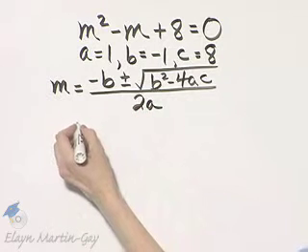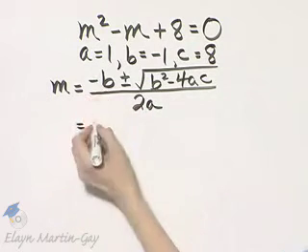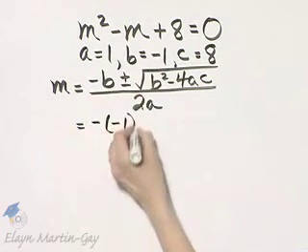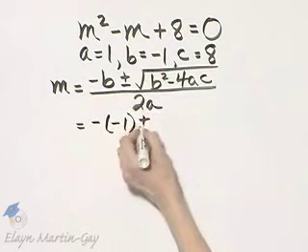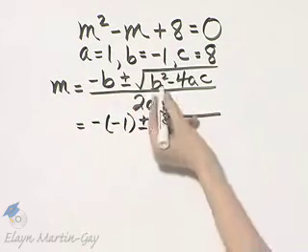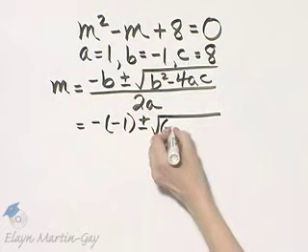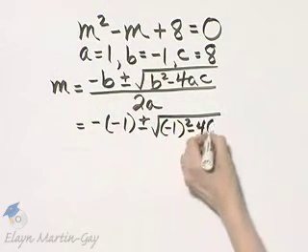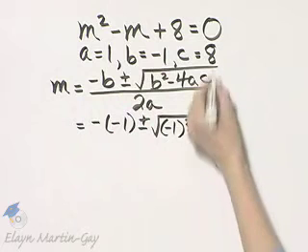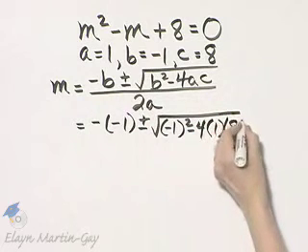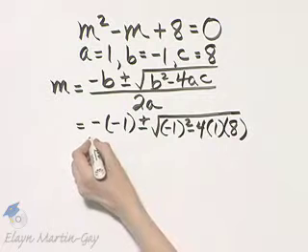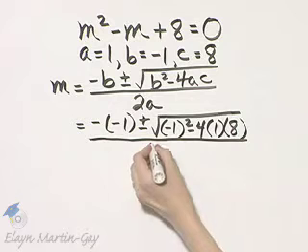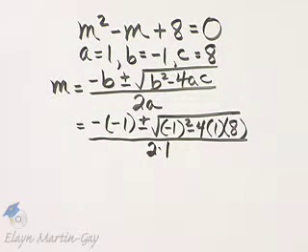Now, let's put in our replacement values. It's the opposite of b, and b itself is -1, so be very careful there, plus or minus the square root of b squared, that's -1 squared, minus 4 times a is 1 times c is 8, and this is all over, so this fraction bar extends the entire length, all over 2 times a is 1.